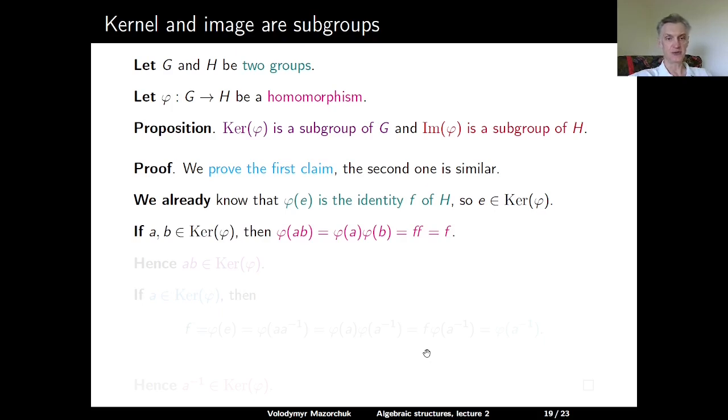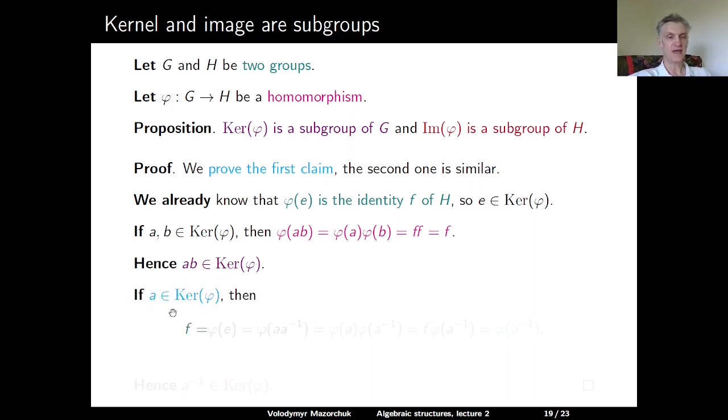If A and B are two elements in the kernel of phi, then phi of their product is equal to phi of A times phi of B, because phi is a homomorphism. Phi of A is the identity in H, phi of B is the identity in H, and if we take the identity and multiply with the identity, we get the identity in H. And this means that AB belongs to ker phi. So ker phi is closed with respect to products of its elements.